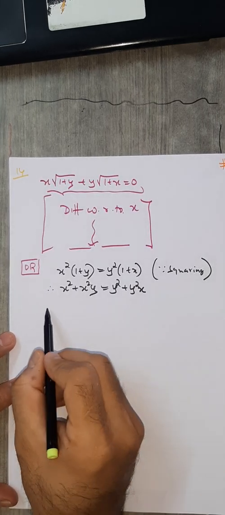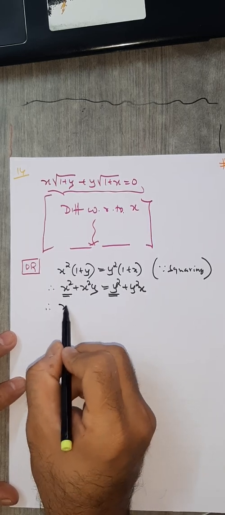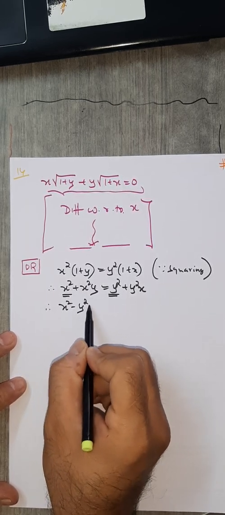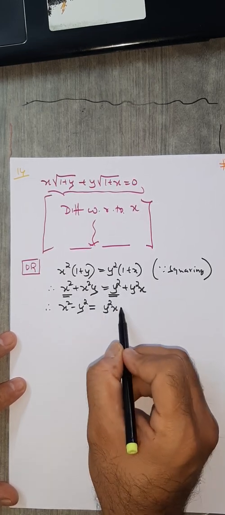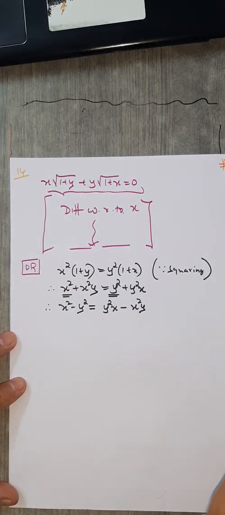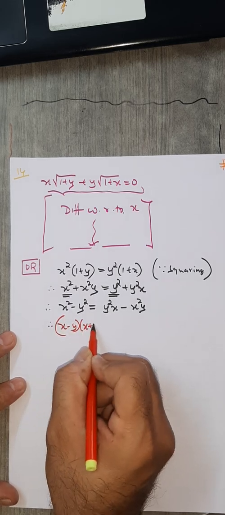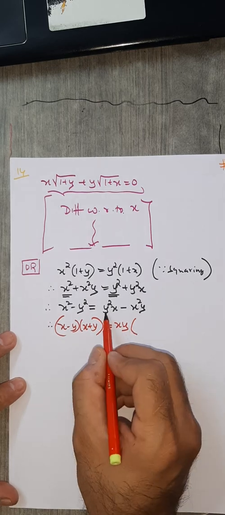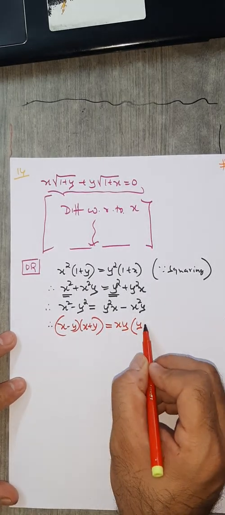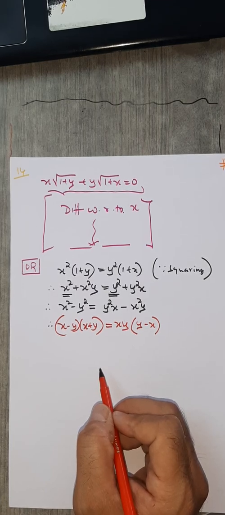So now we just simplify here. What I'll do, I'll take this one on one side, that is x square minus y square. This one as it is here, y square x as it is, minus x square y. Now you can see here you have x minus y into x plus y. What is common from these two? X, y you will find common. So you are left with y from here, you are left with x from here. This is simple algebra, remember.